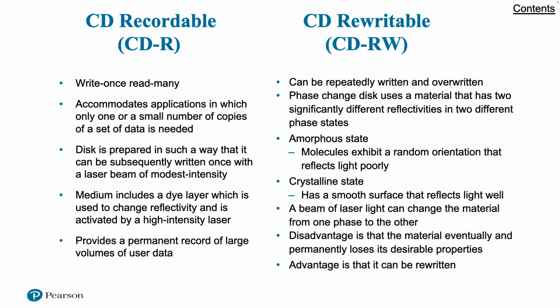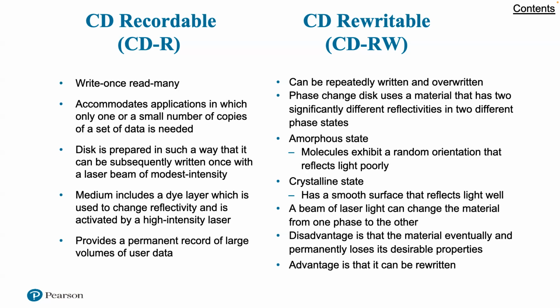The CDRW optical disk can be repeatedly written and overwritten, as with a magnetic disk, and a number of approaches have been tried. The only pure optical approach that has proved attractive is called phase change. The phase change disk uses a material that has two significantly different reflectivities in two different phase states. There's an amorphous state in which molecules exhibit a random orientation that reflects light poorly, and a crystalline state which has a smooth surface that reflects light well. A laser beam can change the material from one phase to another.